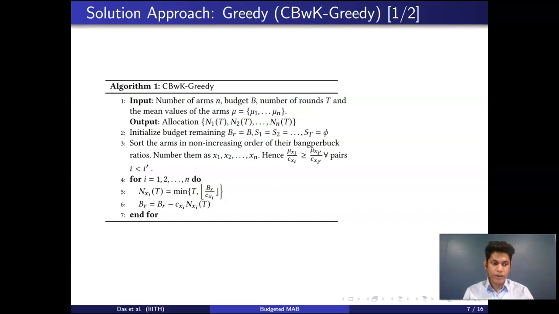We reduce our problem to a knapsack problem where each arm has T copies, and the goal is now to select a subset of these NT arms available so that we maximize the reward subject to our budget constraints. The key idea here is to select arms greedily using their bang per buck ratio.